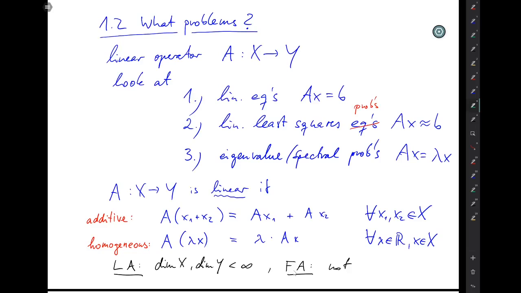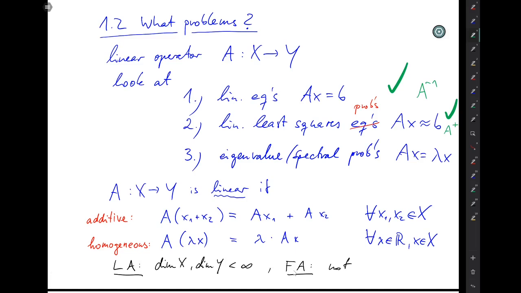Good. We are still in section 1.2 where we want to understand what kind of problems this course is about. The first class was linear equations and we talked about that. And now we just spoke about linear least squares problems and how to solve them. So recall, solving this here is connected to the inverse operators, whereas solving these is connected to the pseudo-inverse, the Moore-Penrose pseudo-inverse to be more precise.